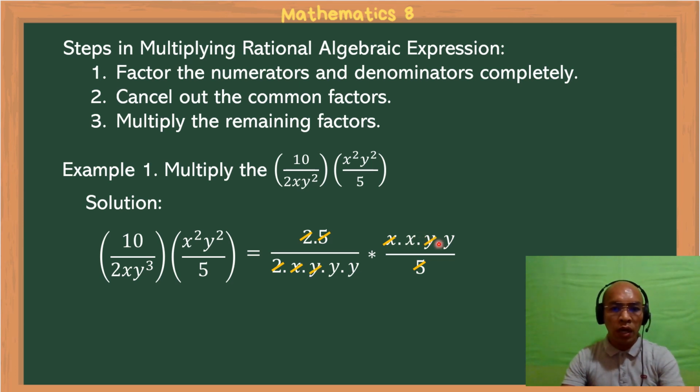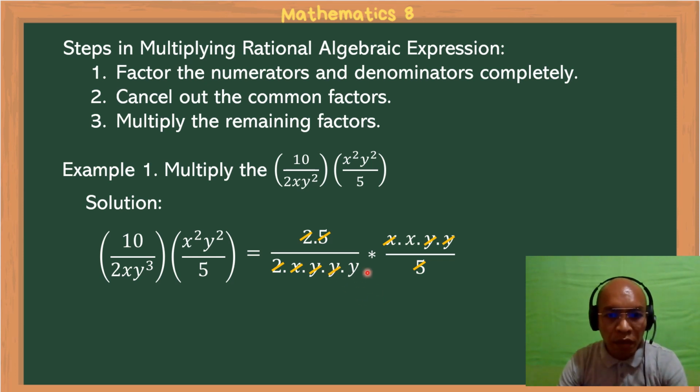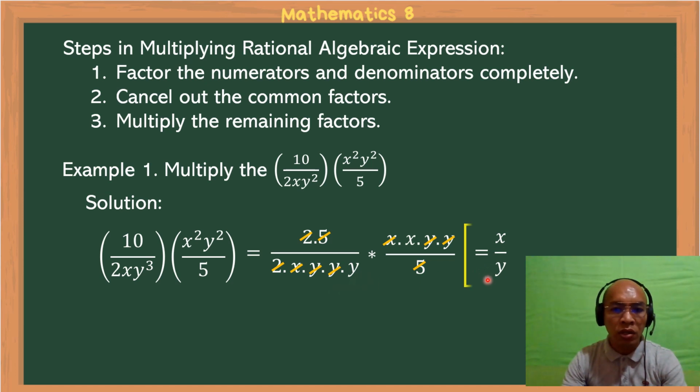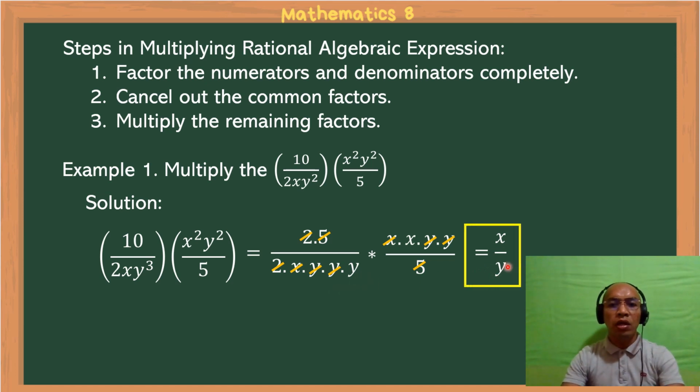Also with y and y. Another y here. So what is left in the numerator is just x. So we just copy, and the denominator is just y. Therefore, this expression x over y is the simplest form of the given expression.